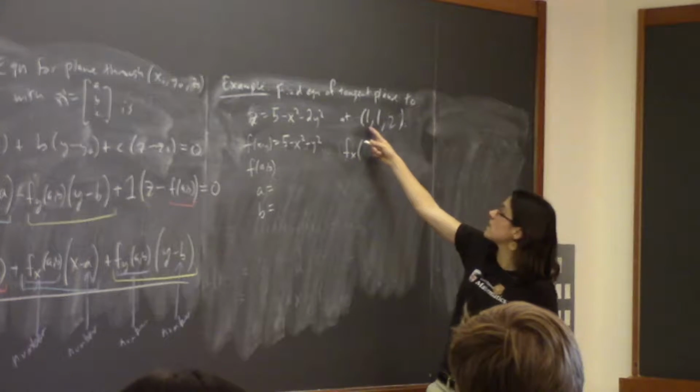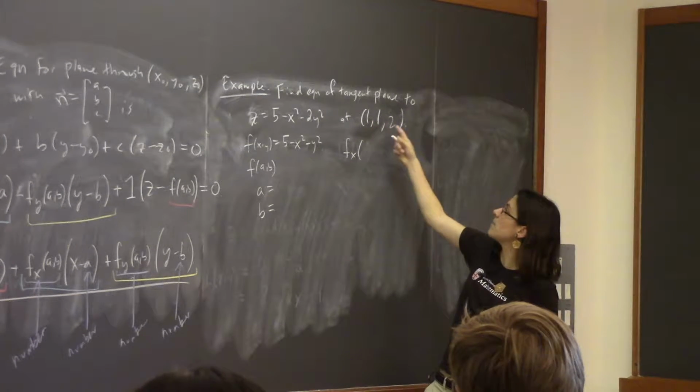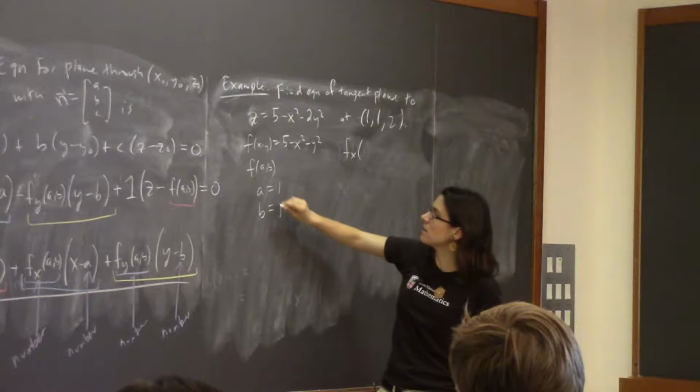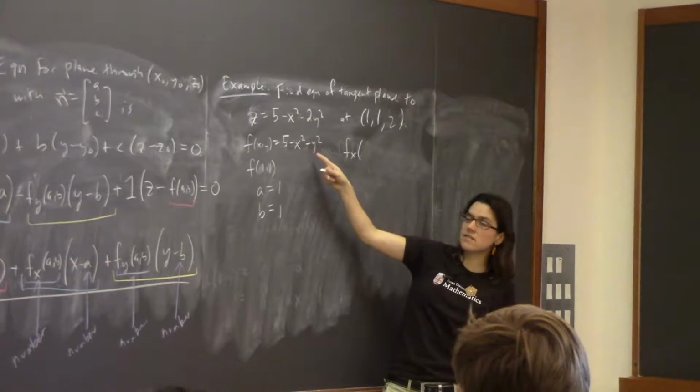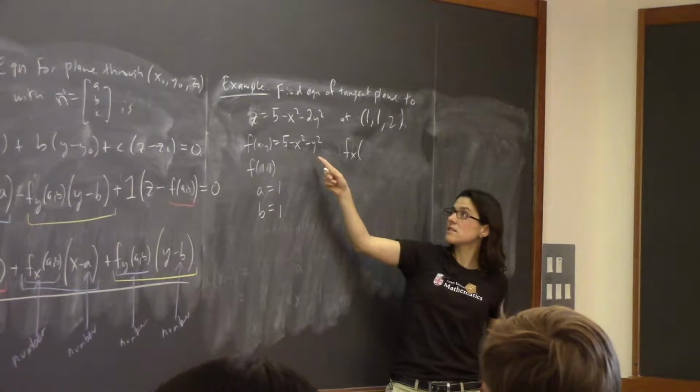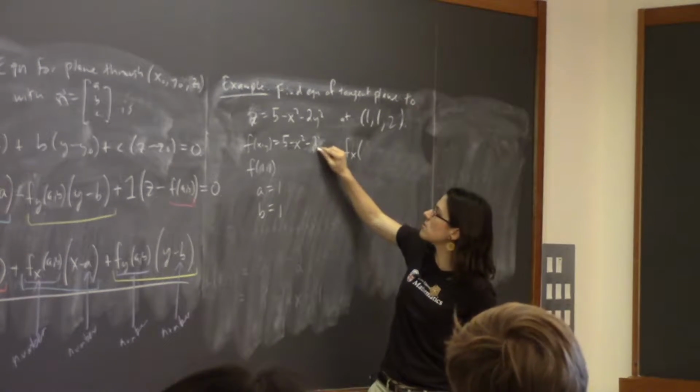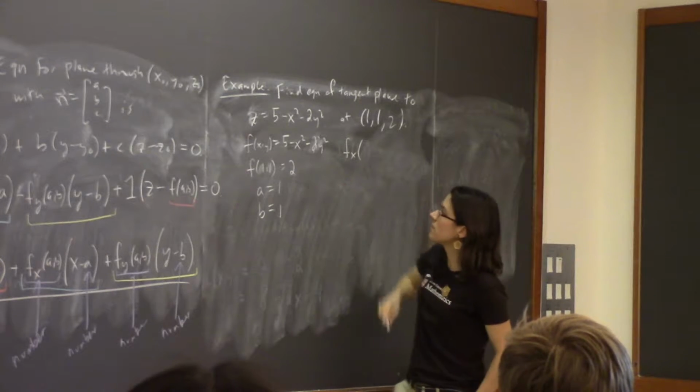Yeah, 1 and 1, because our point was (1, 1). So f of (a, b) is f of (1, 1). And if you plug those in, what do you get? 2. I'm missing a 2. 2y squared. You get 2.